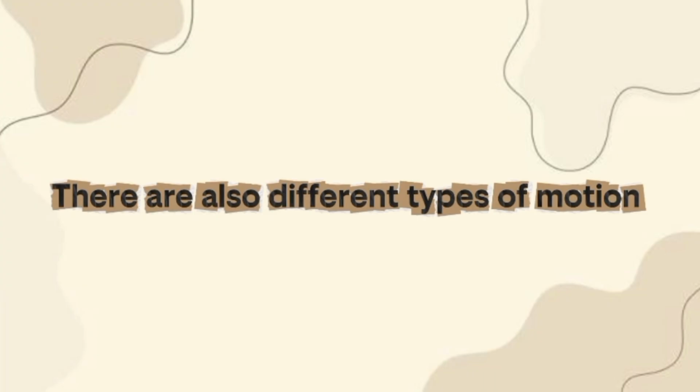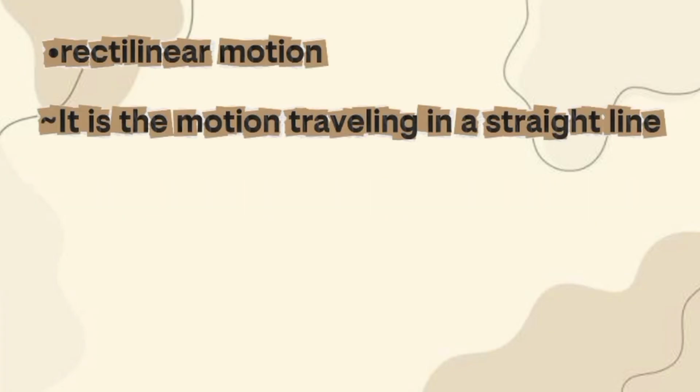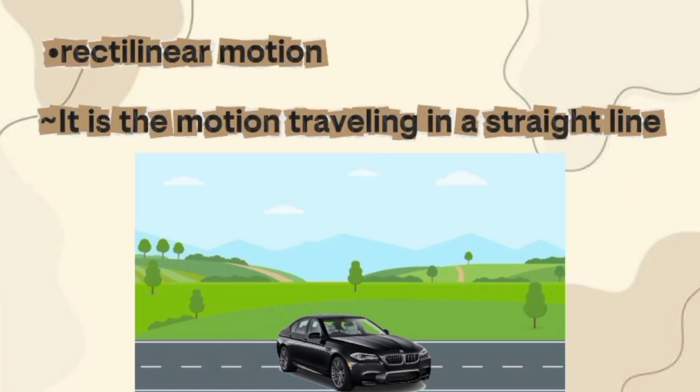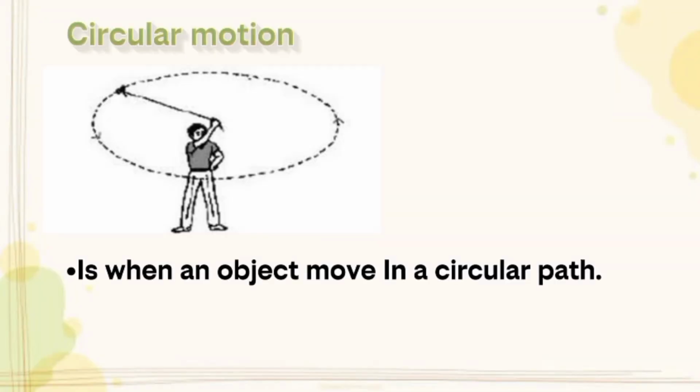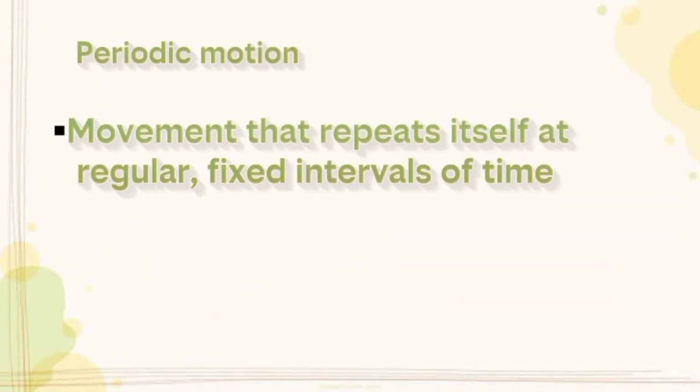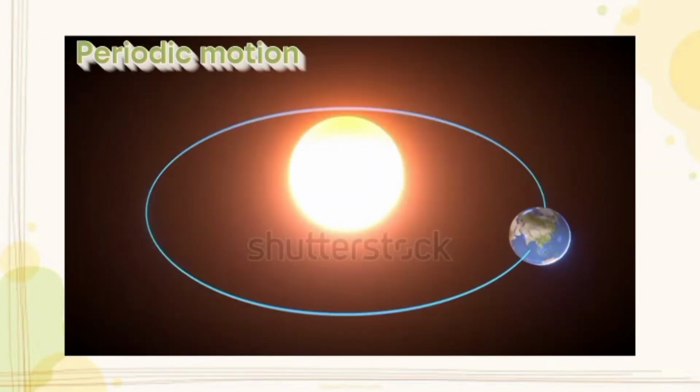There are also different types of motion. Rectilinear motion is a motion in a straight line, like a car moving on a straight road. Circular motion is when an object moves in a circular path, like the blades of a fan or hands of a clock. Periodic motion repeats itself after equal intervals of time, like a pendulum or the earth revolving around the sun.